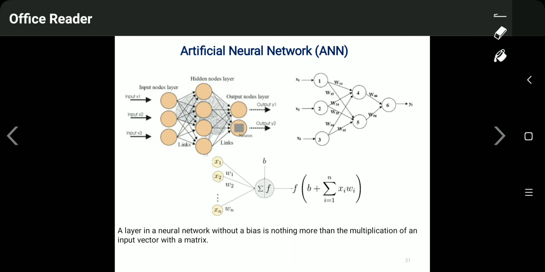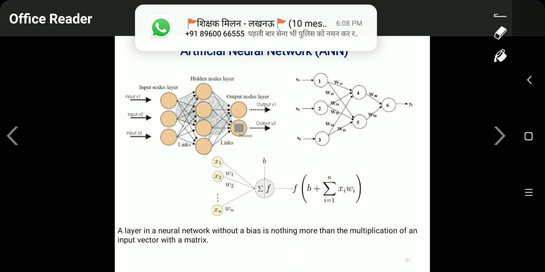The input is multiplied by its corresponding weight. Just see here, input x0 and x1. The input node 1 is being passed to hidden layer node 4, and also to node 5. So this input will be multiplied by its corresponding weight. The first multiplication will be x1 with w14. The second weight is w15, so x1 multiplied by w15. Similarly for the input x2 also: x2 multiplied by w24, and x2 multiplied by w25.